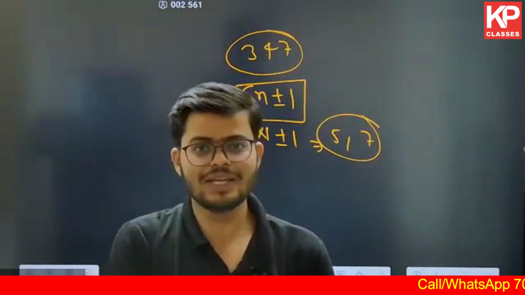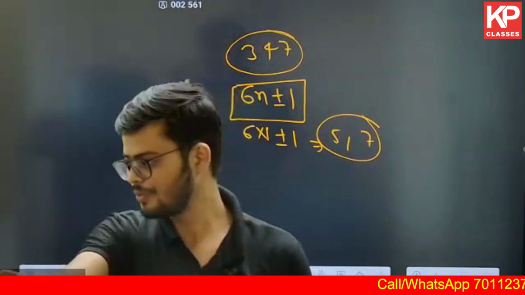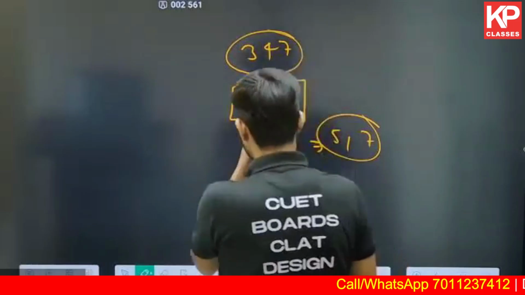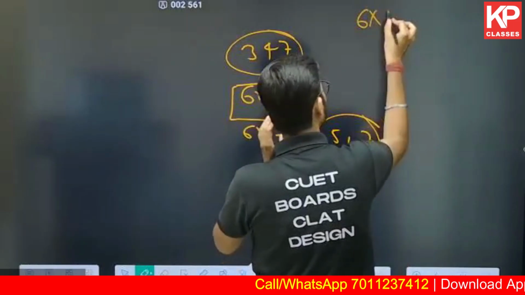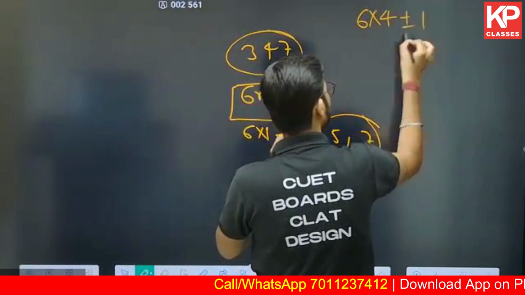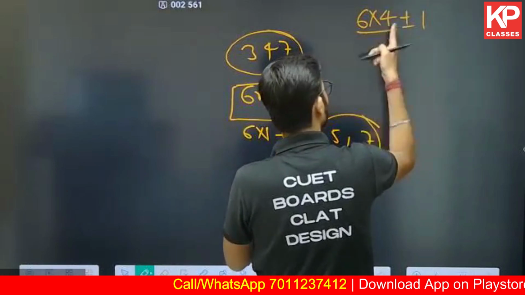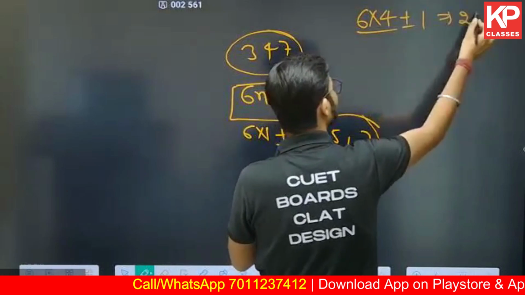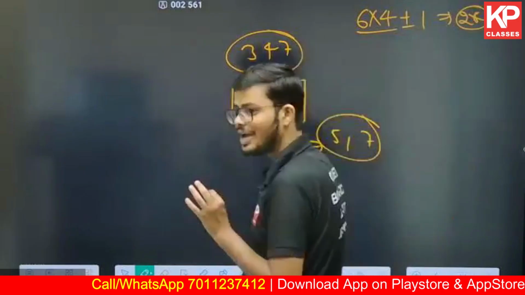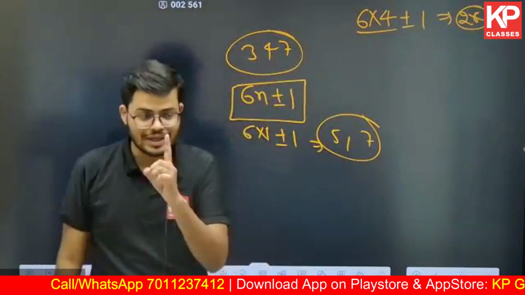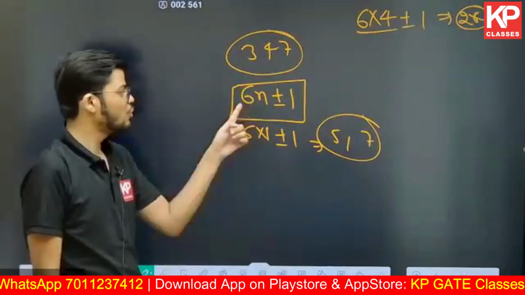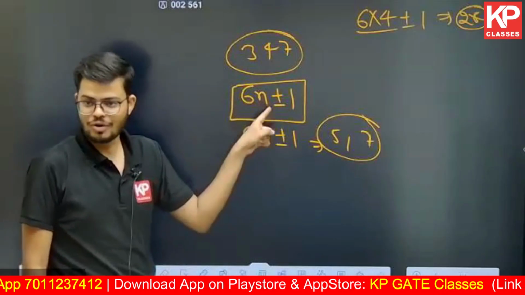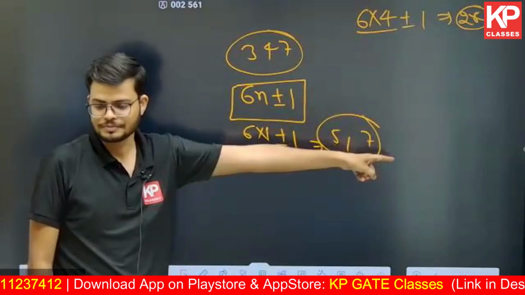But for each and every value of n, this is not true. I hope you guys understand what I'm saying. For an example, if I take n equal to 4, 6 into 4 is 24. 24 plus 1 is 25, and 25 is not a prime number. So what I'm trying to say is all the prime numbers will be in this format, but for each and every value, it will not give a prime number.